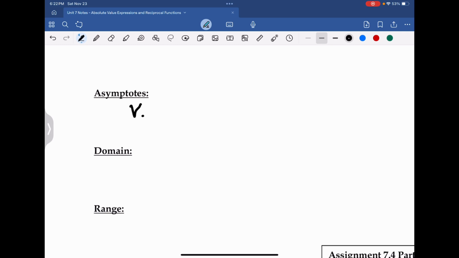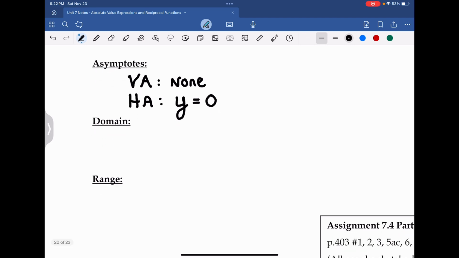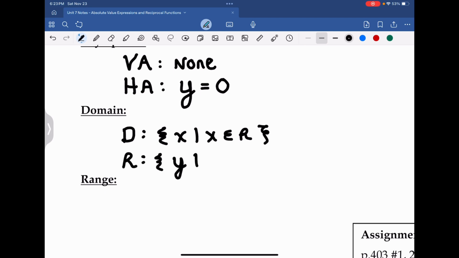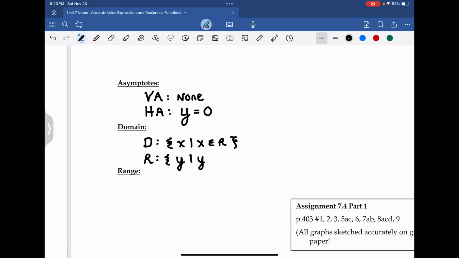Again, we have no vertical asymptote, so we can write in VA: none. We want to reflect on the horizontal asymptote, which is where y is equal to 0. Our domain for this one, or D, is where we have x such that x can be any real number. There's no restriction on x, actually, because it can go to the left and right to infinity. Perfect. The range is where y can be any number but 0, but specifically has to be greater than 0. We're going to write that in as well here.